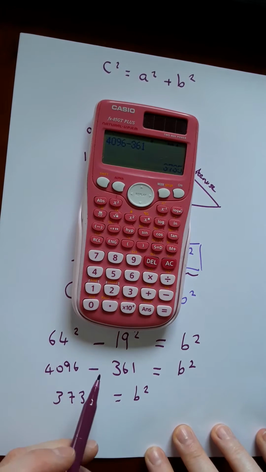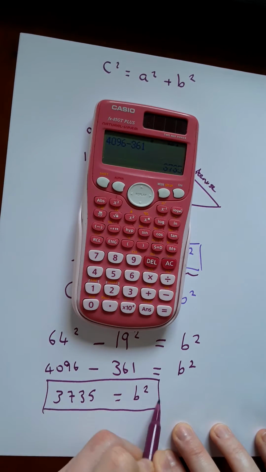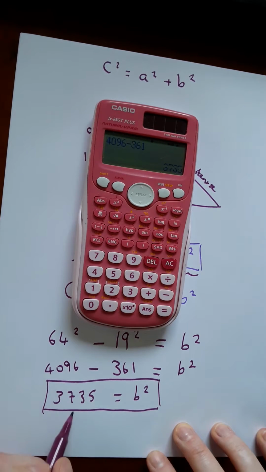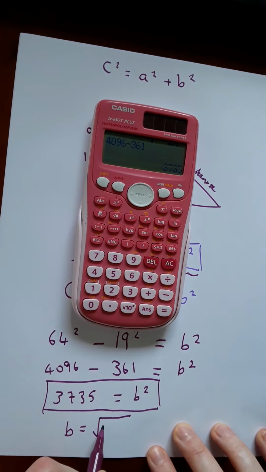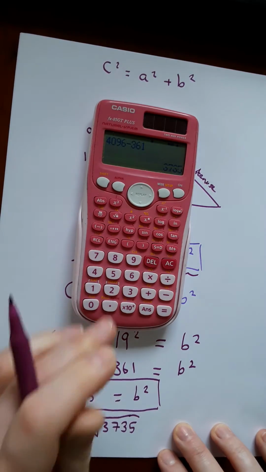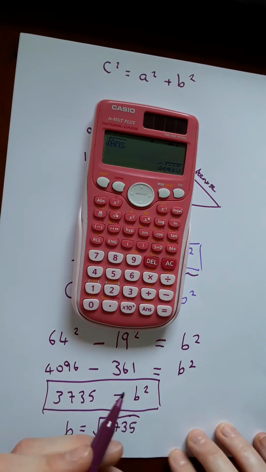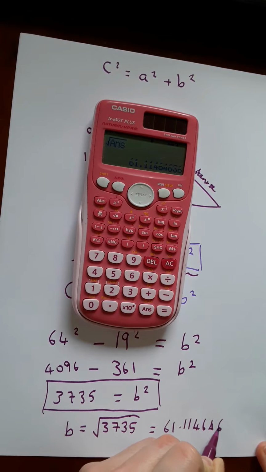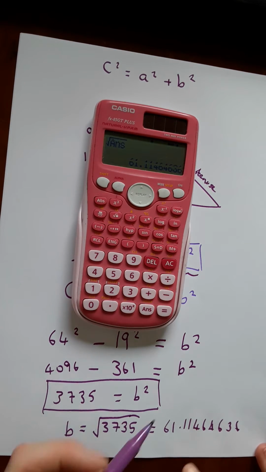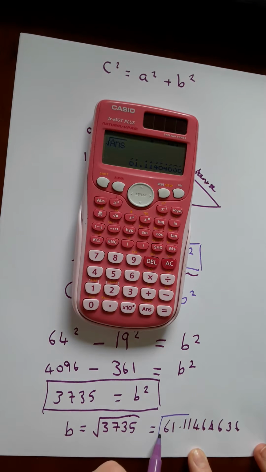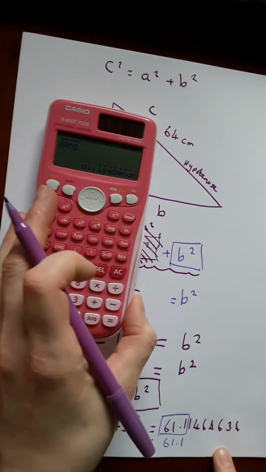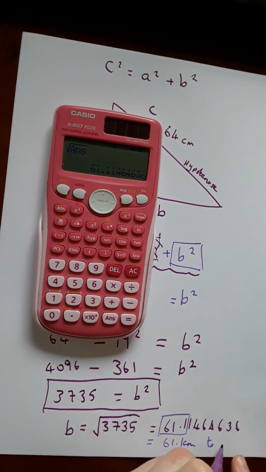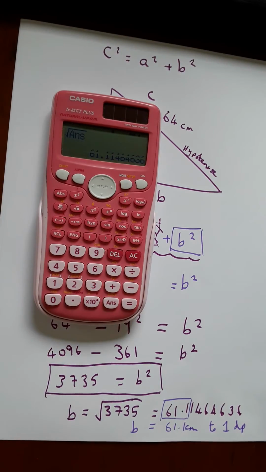So now I know what the area of the square that b would have given us. Now I need to know what b is. So b will be the square root of 3735. So I'm going to square root my answer, and that's going to give me 61.146432. Okay, and I just need to round it to a sensible length. So I'm going to round it to 61.1. I'm going to put my units in, which were centimetres, and just state to the examiner how I've rounded it, which is to 1 decimal place. And just put b beside it. And that's it.